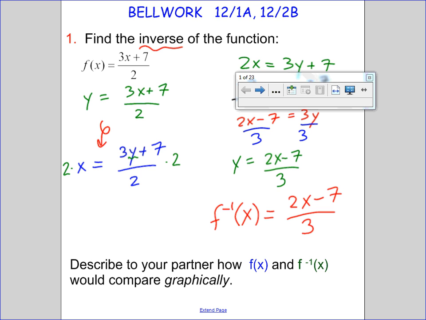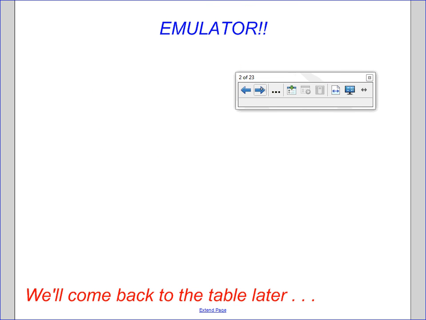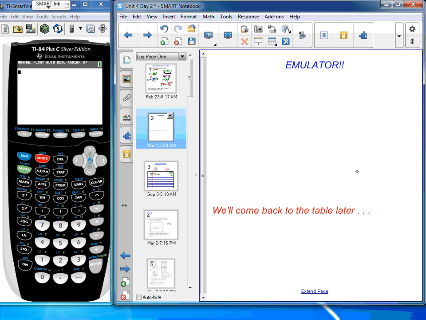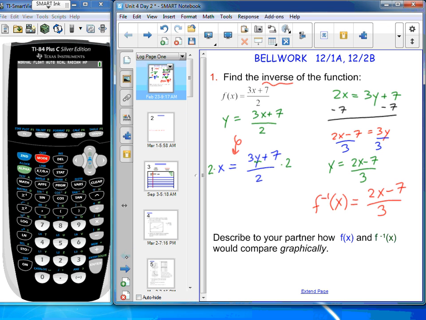Mason and Nathan? Would there be a reflection over the line y equals x? A reflection over the line y equals x? Let's see. So I'm going to go ahead and use the emulator there, and we'll graph the original and its inverse on the same xy coordinate plane and see how they compare graphically. And we'll see how Nathan's description compares.